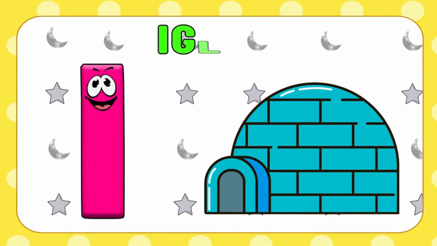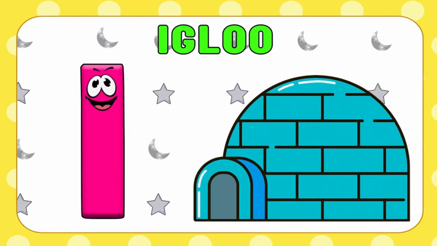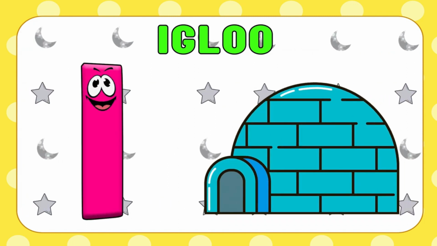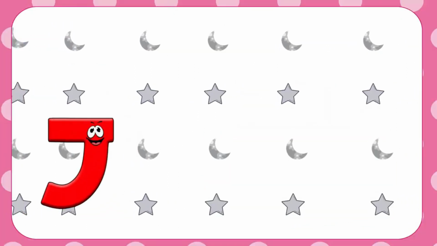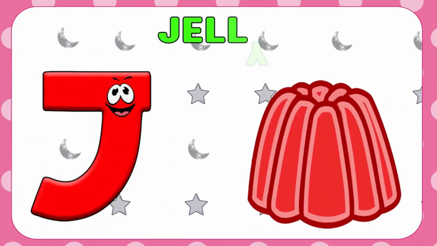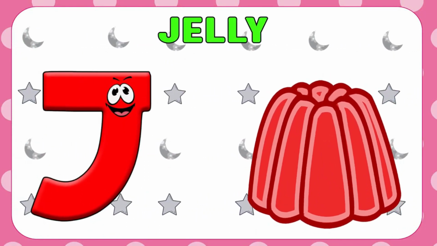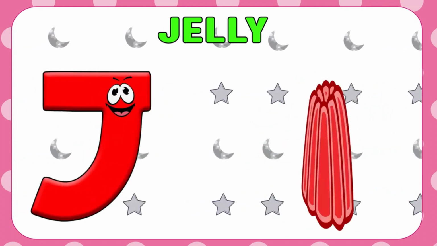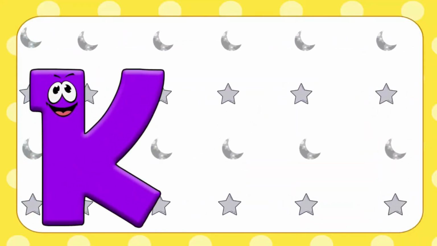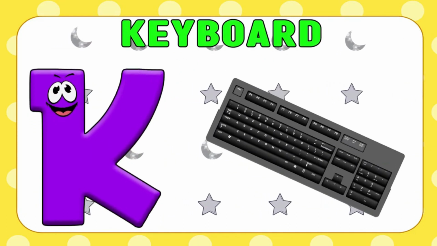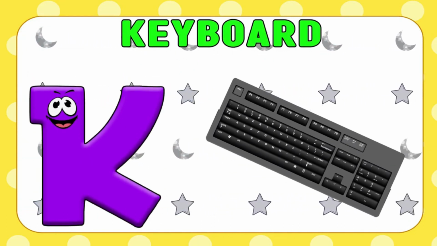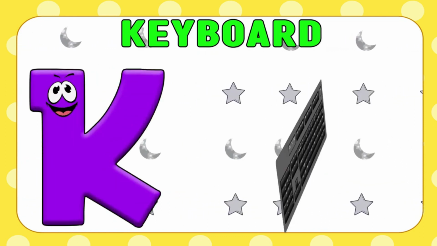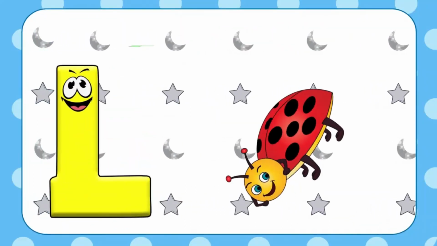I is for igloo. I, I, igloo. J is for jelly. J, J, jelly. J, jelly. K is for keyboard. K, K, keyboard. K, keyboard. L is for ladybug.